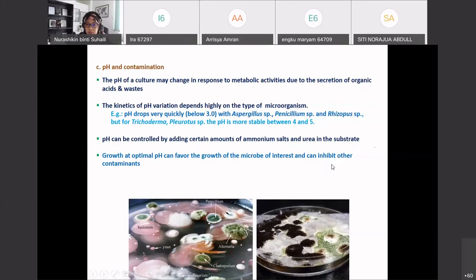Kalau liquid fermentation is very easy. You insert the pH probe inside the liquid and you can read the pH very easily, and you can even add the acid or base in liquid form. So for solid state, it's a bit tricky, but the pH is still important.